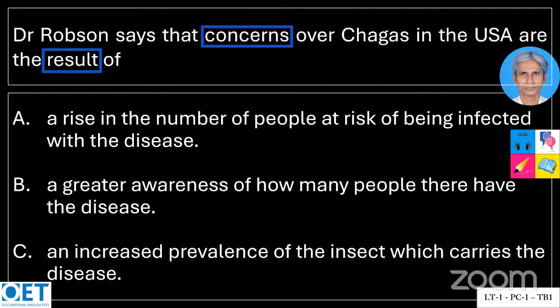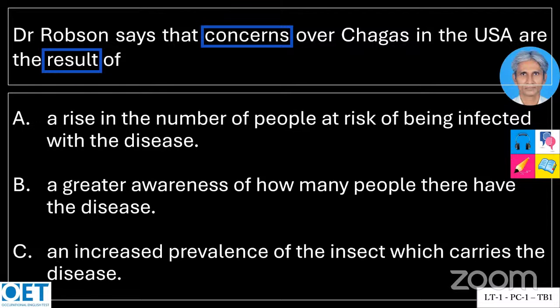So what is the reason? Concerns means people are worried. Why are people worried? Again, a why-based question means because. So because of what? You can understand very clearly here. What is the reason? That's the question. What is the reason for these concerns over Chagas in the USA? Concerns are the result of something. Because of what?